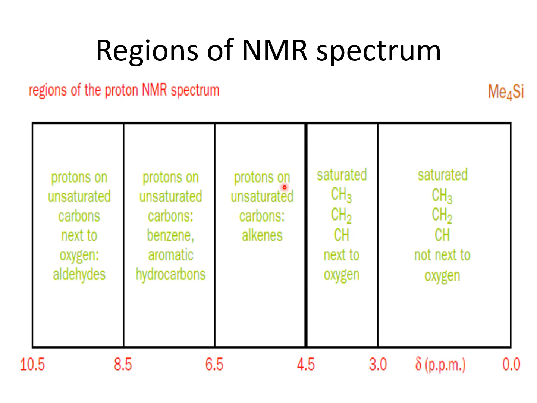When a proton is present on unsaturated carbons like alkenes, then it is between 4.5 to 6.5. If you have some aromatic compound, then we get peaks in the range of 6.5 to 8.5. And if we have carboxylic acids or aldehydes, ketones, then the values are greater than 8.5.